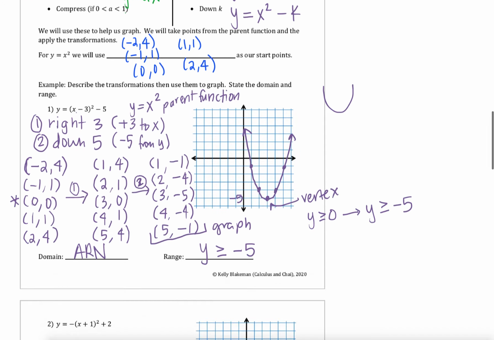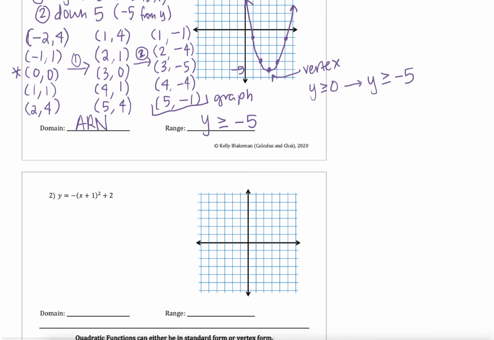Let's look at our next example. In our next example, we have y equals negative, then in parentheses, x plus 1 squared plus 2. Why don't you pause the video and list all the transformations for this function. To check our transformations, our first one is that plus 1, which is telling me that we are going left 1. Our second transformation is the negative sign out front, which is a reflection over the x-axis. And our last transformation is coming from that plus 2, which is our up 2.